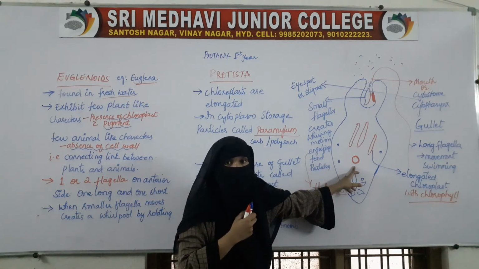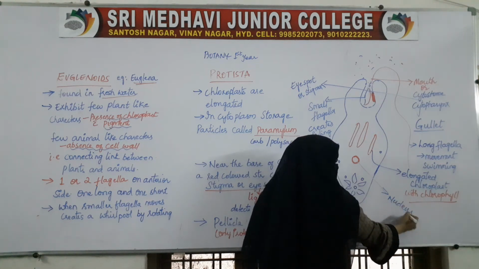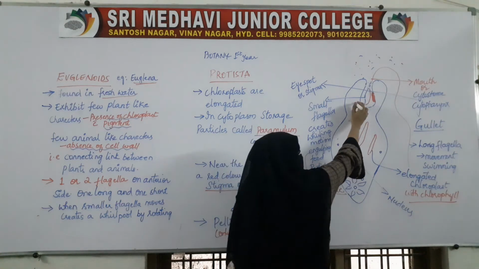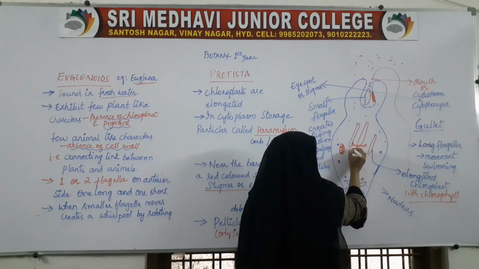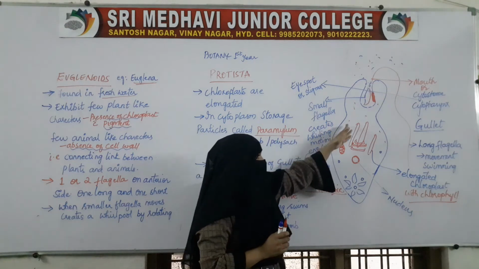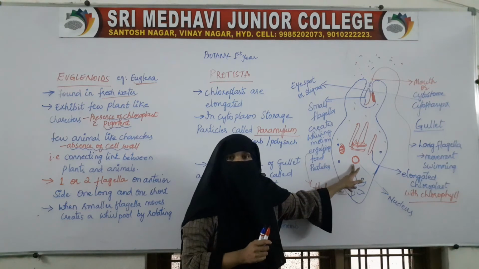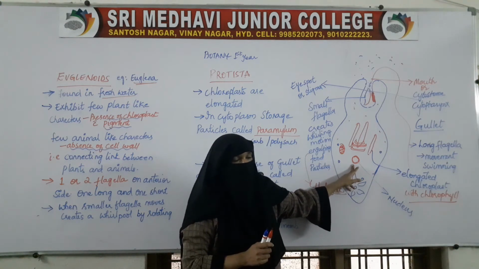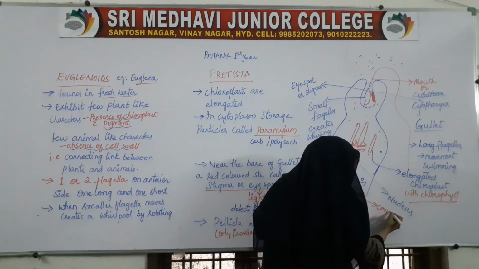Apart from this, as we said, it is a eukaryotic cell. So the nucleus will be present, this is the nucleus, cytoplasm will be present, and mitochondria, endoplasmic reticulum, Golgi complex, all the organelles will be present. And here it also has a contractile vacuole.